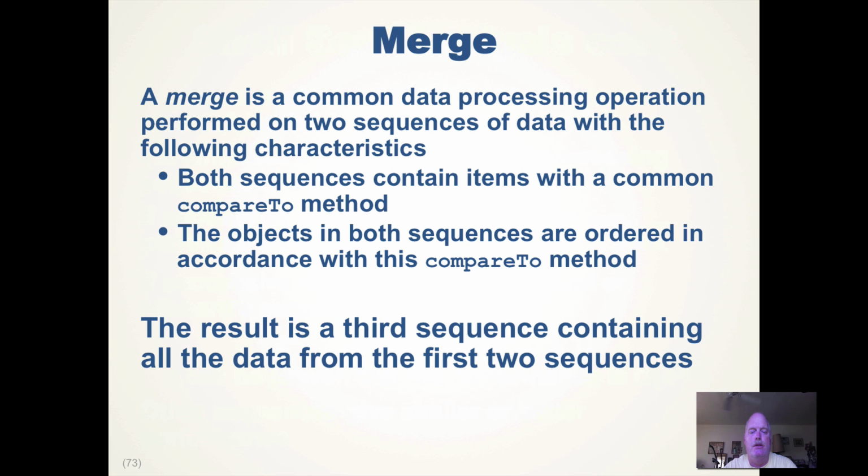Merge is a process of combining two sequences into a third. They have a common compareTo, so we can keep the order by using the compareTo. We choose which value, the left or the right, based upon the comparison of those two objects. The output sequence will have the same orderedness as the left and right sequences. So if the left is sorted and the right is sorted, the merged will be sorted also.